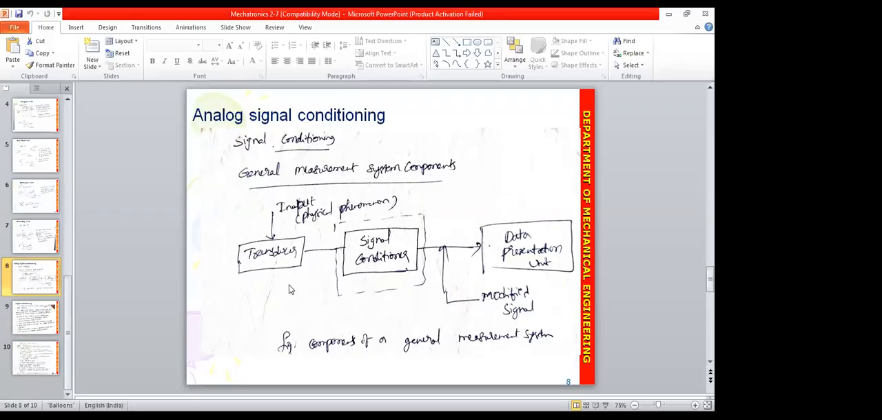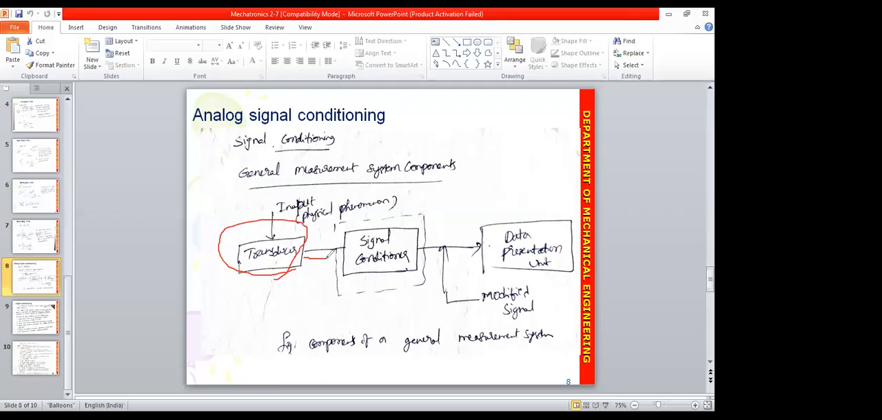Here the transducer converts one form of the signal to another form of the signal. So the output from the transducer is called a signal. It is in electrical form. So this is not satisfactory, not up to the mark.